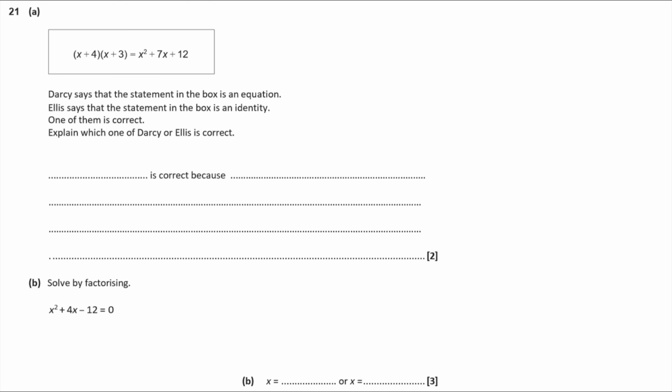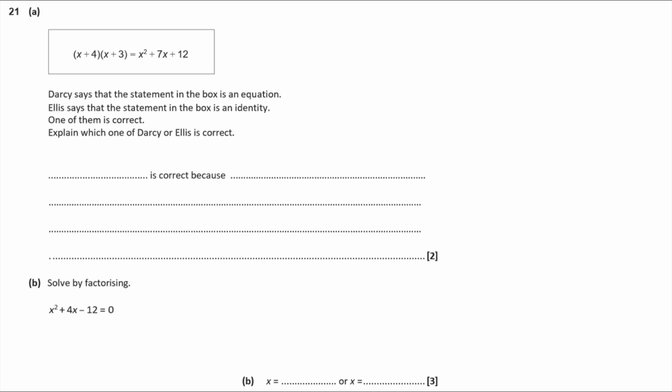Question 21a. I've got (x plus 4)(x plus 3), and that's equal to x squared plus 7x plus 12. So I've got a factorized quadratic equal to the expanded quadratic. Now, Darcy says the statement in the box is an equation. Ellis says the statement in the box is an identity. One of them is correct. Explain which one of Darcy or Ellis is correct.